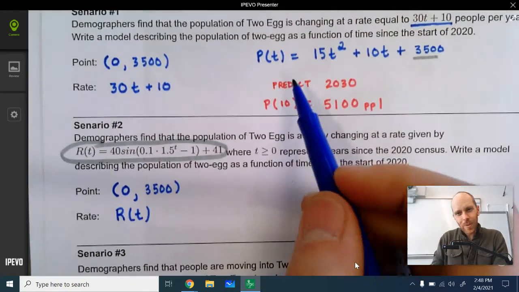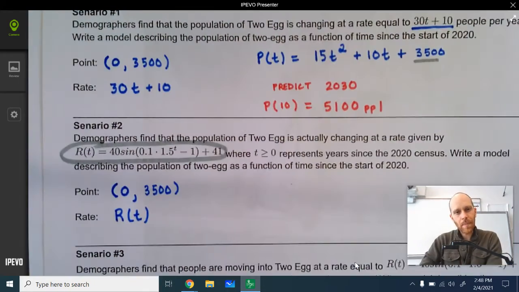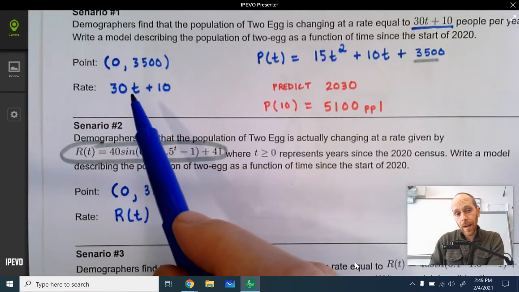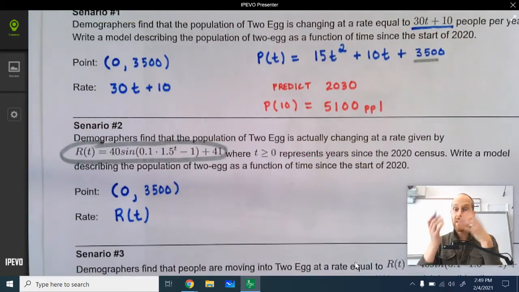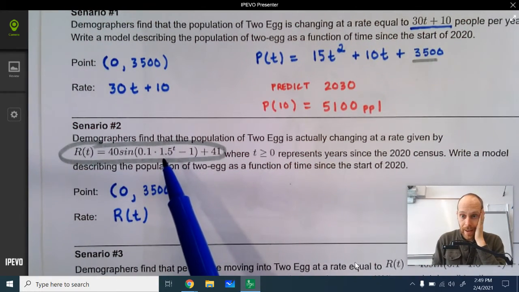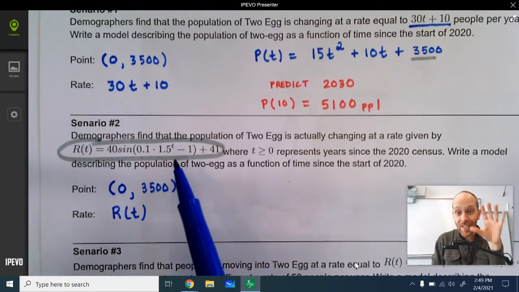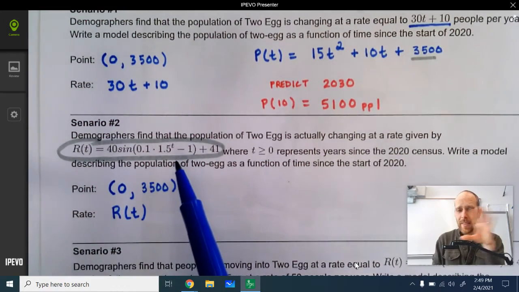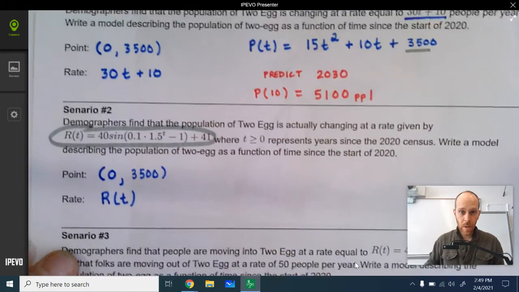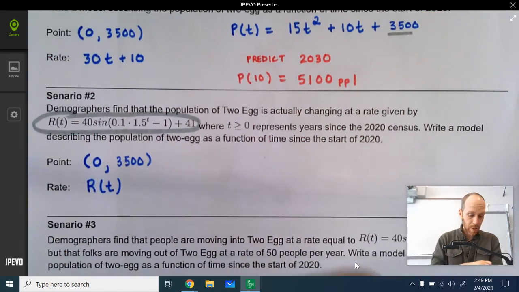And we can't use the same approach that we did on the last problem. On the last problem, we took the antiderivative. And we could do that because 30t plus 10 is a simple function. Here we have this function, and this is going to blow your mind. It doesn't have an antiderivative. There is no function whose derivative you would get this. So now we need to use a slightly different approach.